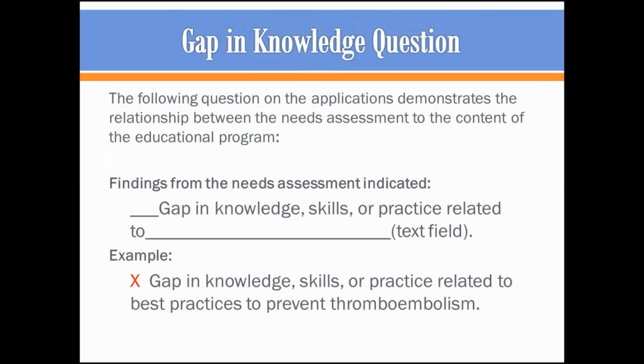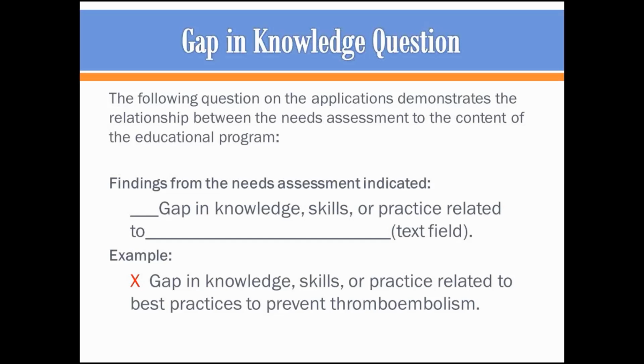Additional changes: you must identify a specific gap in the knowledge, skill, or practice for your target audience. Again, this is an application question, but it now includes a text line, and that's something that we will be evaluating when we look at the approver unit review form. In the past, they only needed to use a check mark to indicate that there was a gap, but now we're asking specifically what that is.